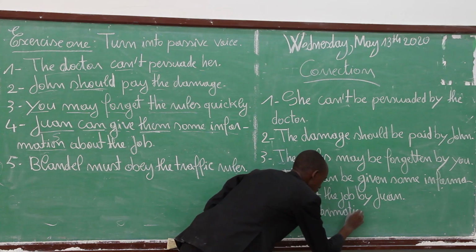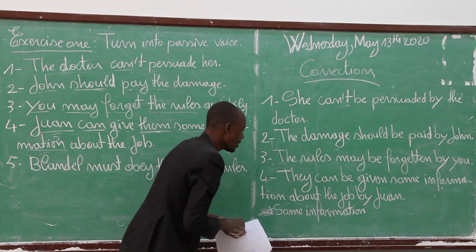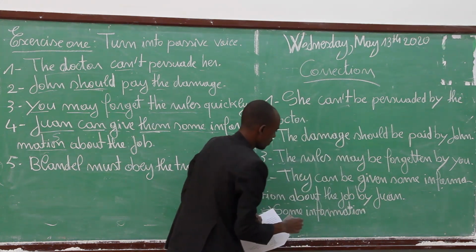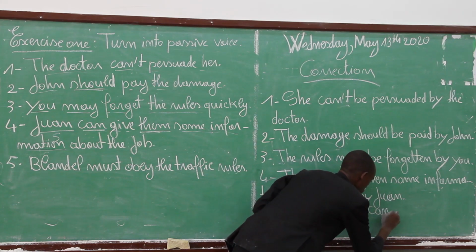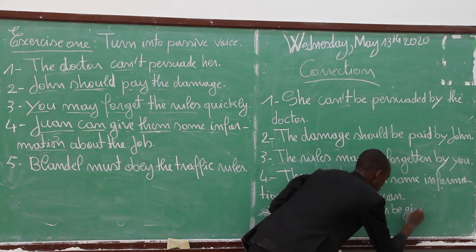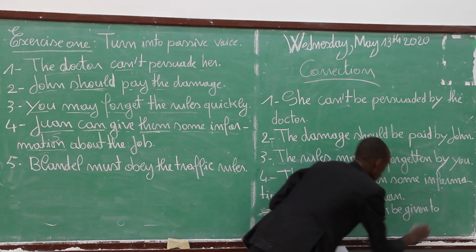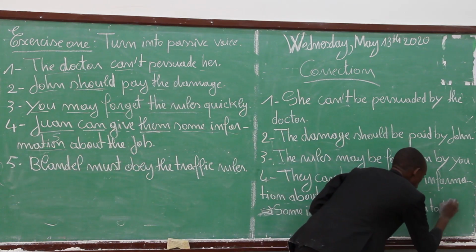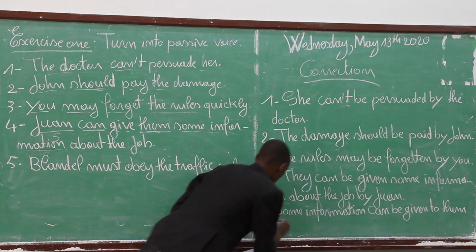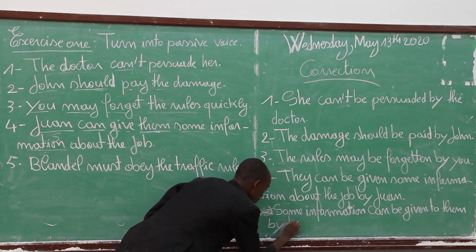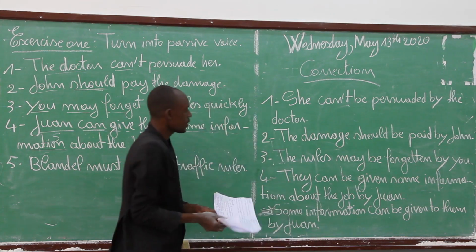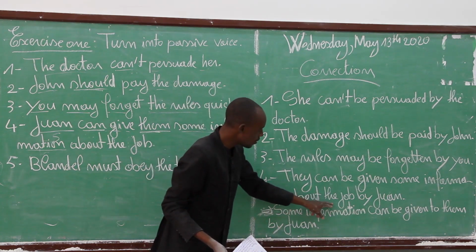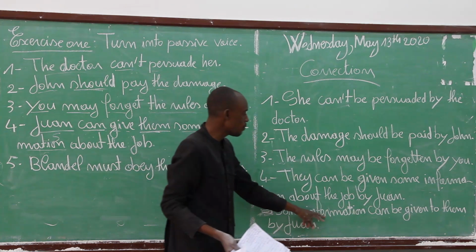Yes, we have the double passive here. Some information. Yes, here information is in plural. Some information can be given to them by Joan. Yes, we can say they can be given some information about the job by Joan.